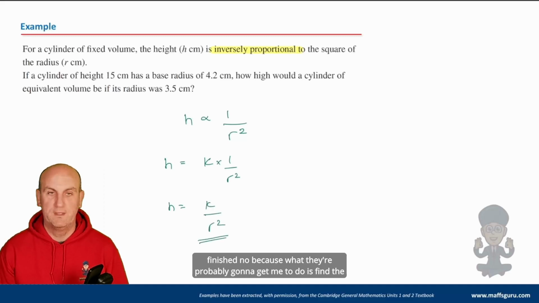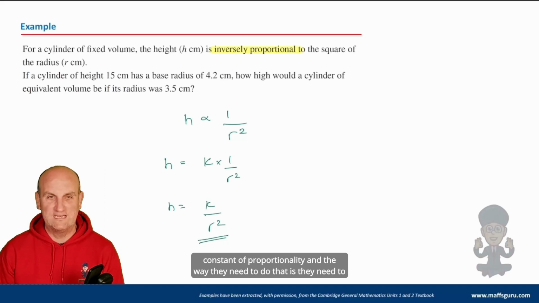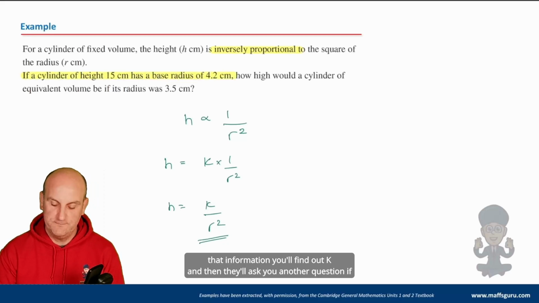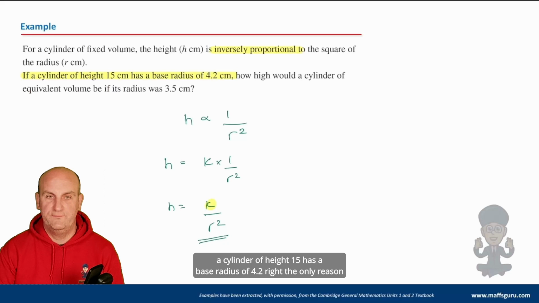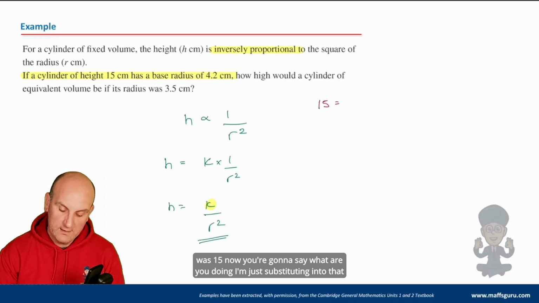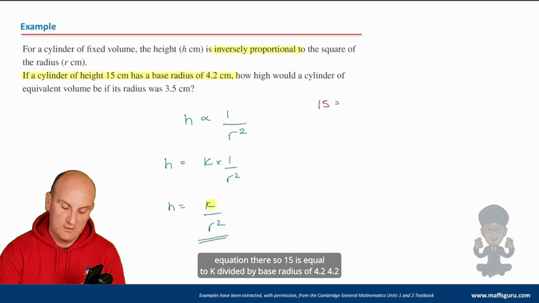Am I finished? No. Because what they're probably going to get me to do is find the constant of proportionality. And the way they need to do that is they need to give you some information in the question. And they'll probably give you that information. You'll find out k, and then they'll ask you another question. If a cylinder of height 15 has a base radius of 4.2, right, the only reason they're telling you that is to find my value of k. So what do we say? The height was 15. Now you're going to say, what are you doing? I'm just substituting into that equation there.